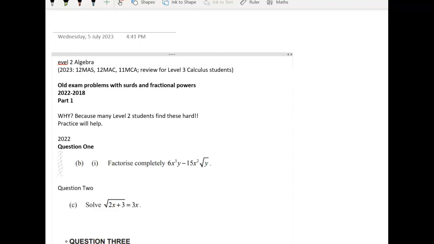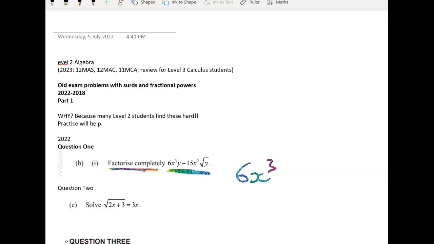Okay, so starting with last year's paper, we had a factorising question where we had to factorise completely this expression here, which has got a surd in it. This looks a bit different from what you saw in year 9 and 10, where we might have had 6x cubed y minus 15x squared y to the power of 3. The only difference here is that we've got this surd in it. So when I look at this, I work systematically through the numbers and then each variable, and I take out the highest common factor. And then I figure out how to times that back.